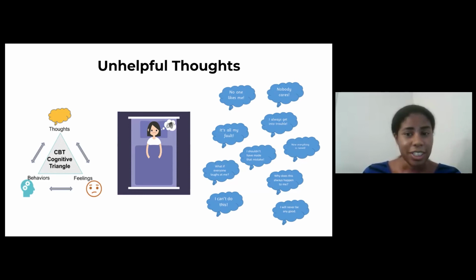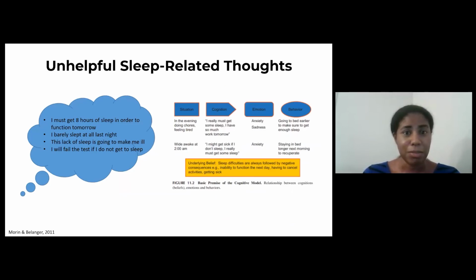In addition to that, remember, I also talked about sleep-related thoughts and worries. These are some examples of those: I must get 8 hours of sleep in order to function tomorrow. I barely slept at all last night. This lack of sleep is going to make me sick. I'm going to fail the test if I don't get to sleep in the next hour. Those are also thoughts that can come up for people who have insomnia, worries about daytime performance and the amount of sleep that they need to function.